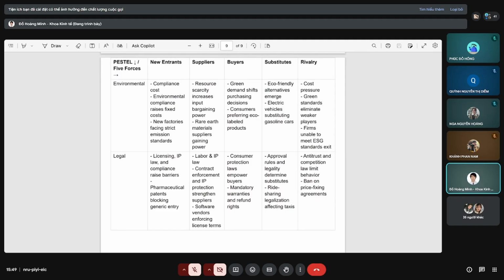And the buyers, if we have the consumer protection law, the buyer can sue the firm if the firm doesn't fulfill some commitment, right? So they can improve.